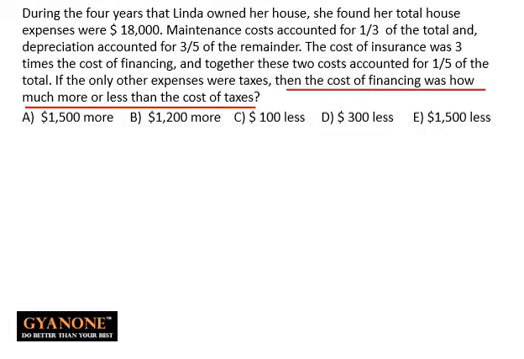During the 4 years that Linda owned her house, she found her total house expenses were $18,000. Maintenance costs accounted for one third of the total, and depreciation accounted for three-fifths of the remainder. The cost of insurance was three times the cost of financing, and together these costs accounted for one-fifth of the total.